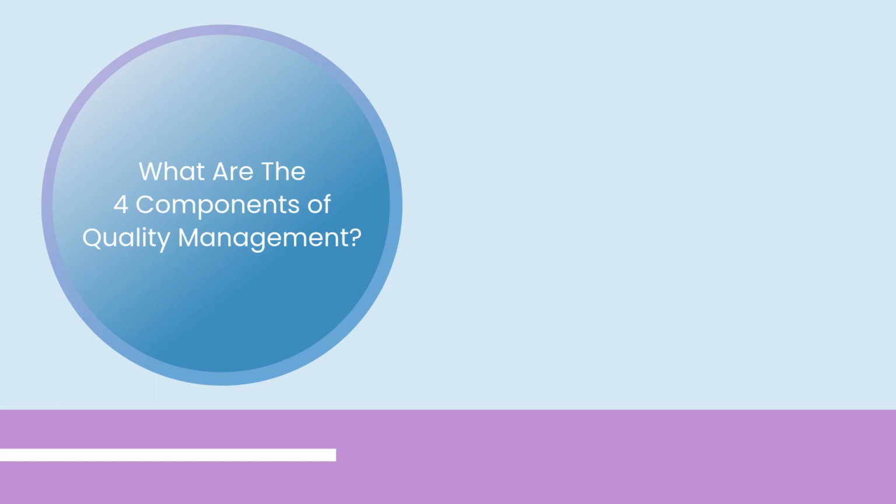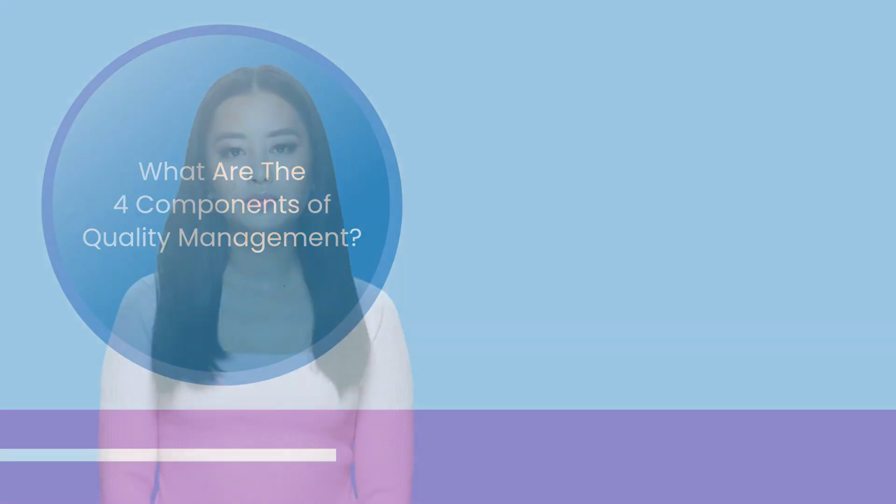In a previous blog post, we thoroughly addressed the question regarding the four types of quality management. In this blog post, however, we shall adhere strictly to the examination of the components intrinsic to quality management. The four components of quality management are quality planning, quality control, quality assurance, and quality improvement. Let's dive deeper into each of these components.